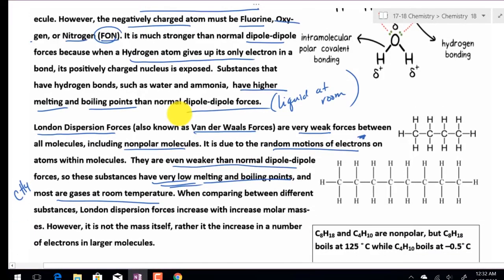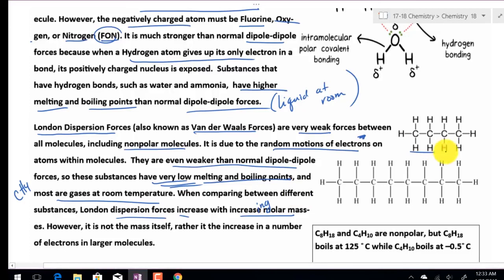And one thing we need to be careful about when talking about London dispersion is that even though it's weak, this force will increase by a lot when you have a larger substance. That means the larger the substance is, the stronger the London dispersion force will be. So keep that in mind. When comparing different substances, we look at the London dispersion force basically by looking at the molar mass. The London dispersion intermolecular force between molecules actually increases with increasing molar mass. Well, what does increasing molar mass mean? That means the bigger the molecule is.